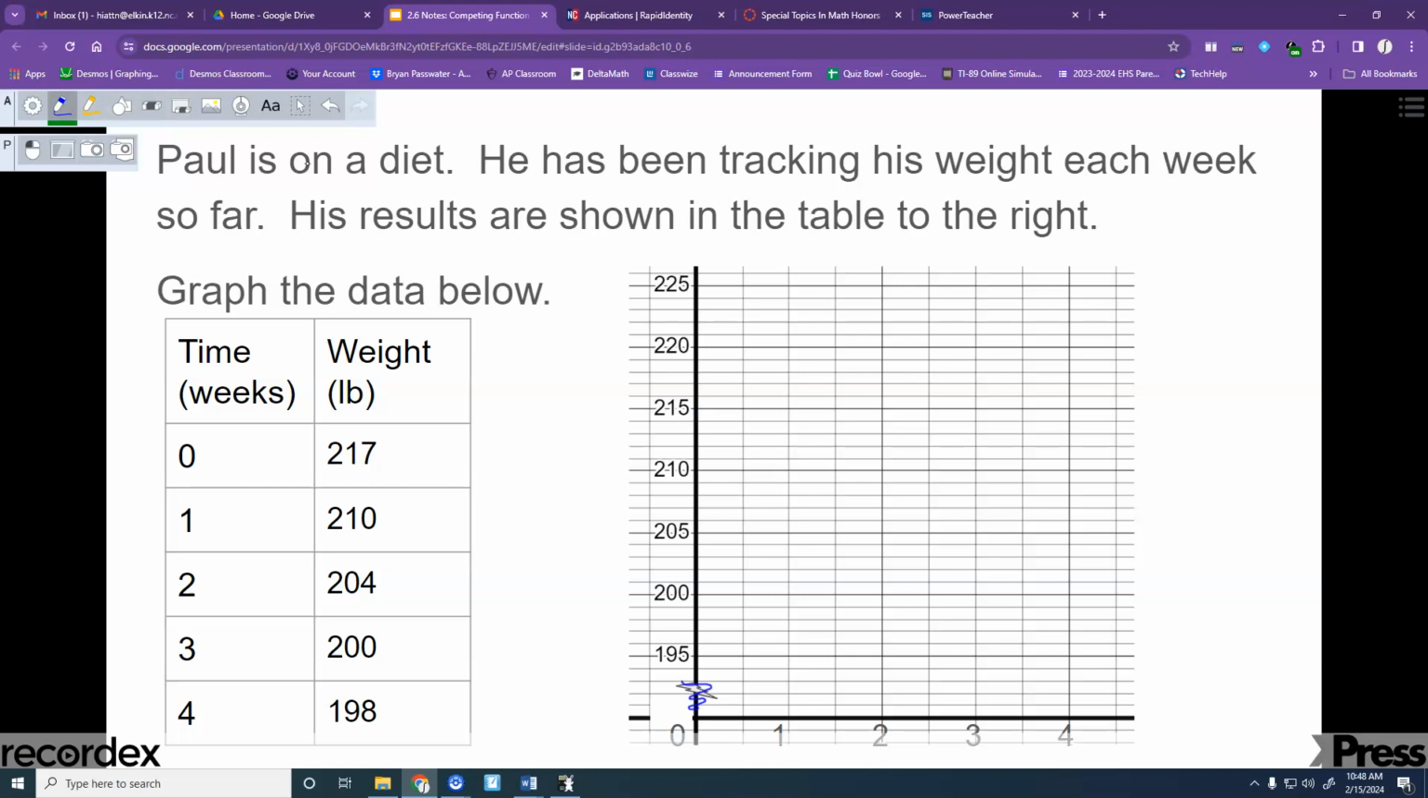Okay, so we'll change where we got 217: 210, 204, 200, and 198. Okay.